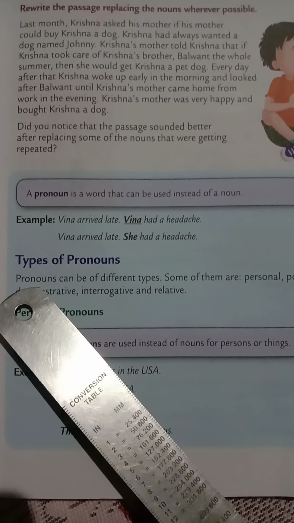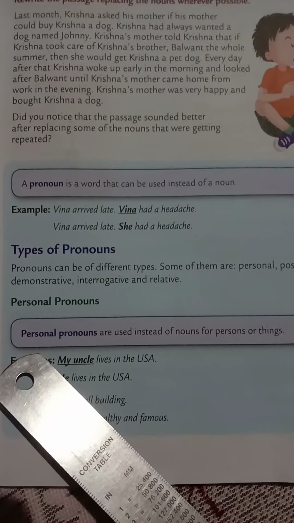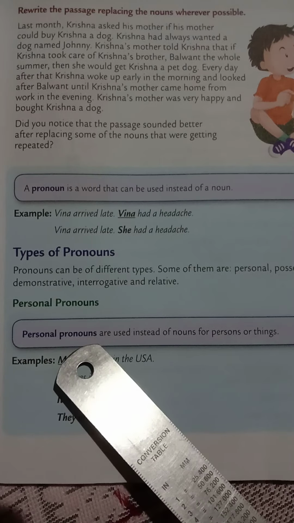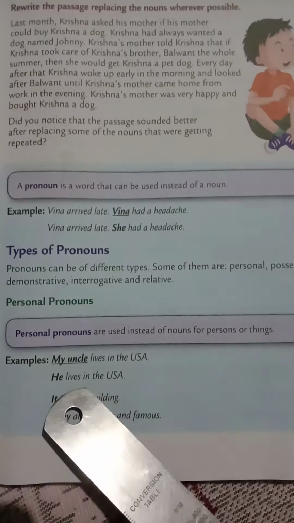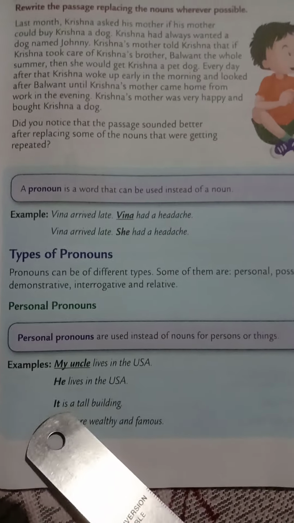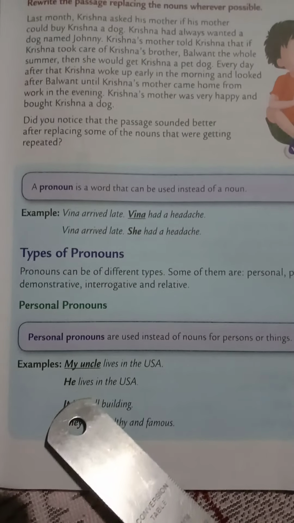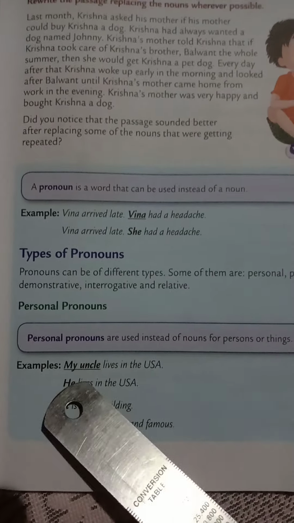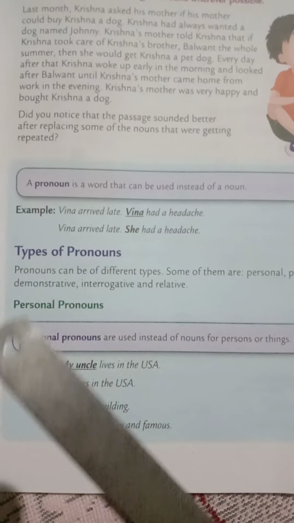We have also seen types of pronoun. A pronoun can be of different types. One is the personal pronoun. What are personal pronouns? Personal pronouns are used instead of a noun for persons or things. For example, my uncle lives in the USA. He lives in the USA. It is a tall building. They are wealthy and famous. So here my uncle, he, it, they are used in these sentences. These are all personal pronouns, right?